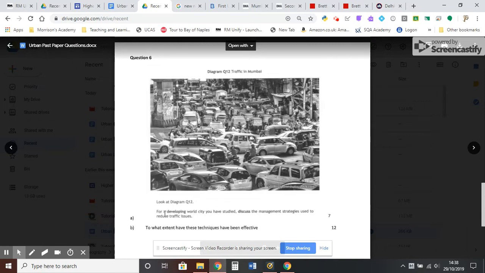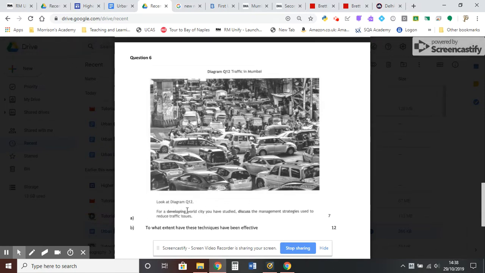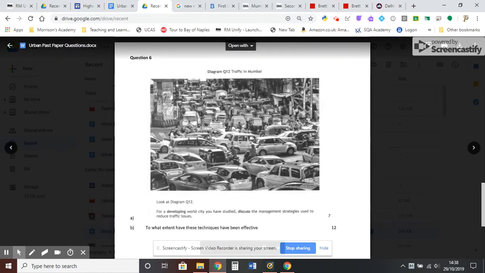And the question asks for a developing world city, so pay attention, developing. So you must talk about a developing world city you've studied, discuss the management strategies used to reduce traffic issues. And then here's an evaluate type of question: to what extent have these techniques been effective? Now, to answer this question, you're going to have to consider three things.